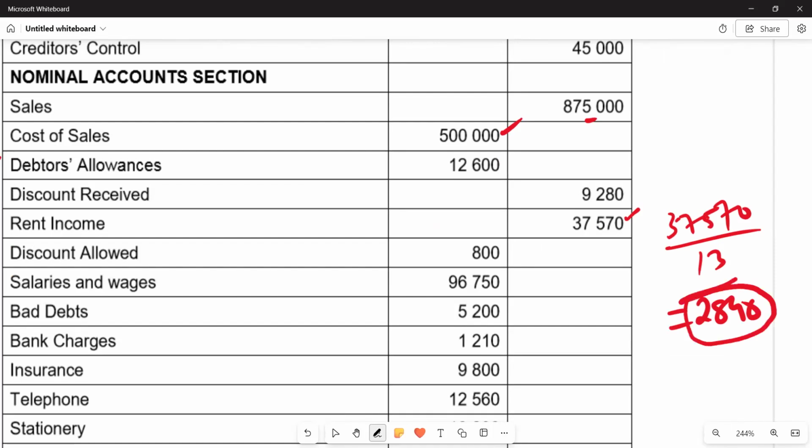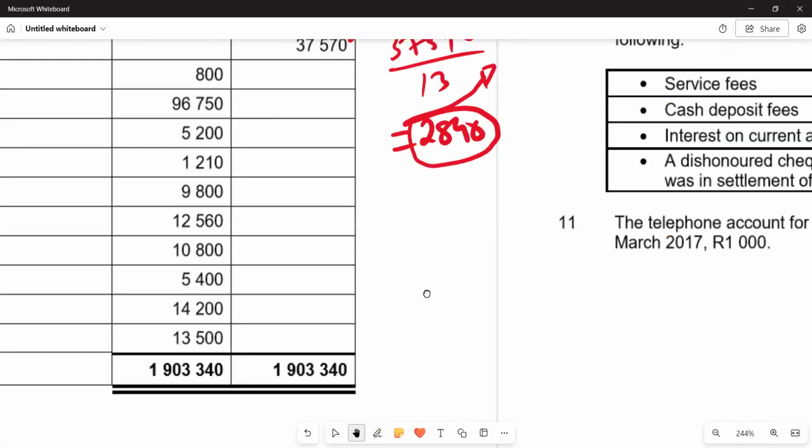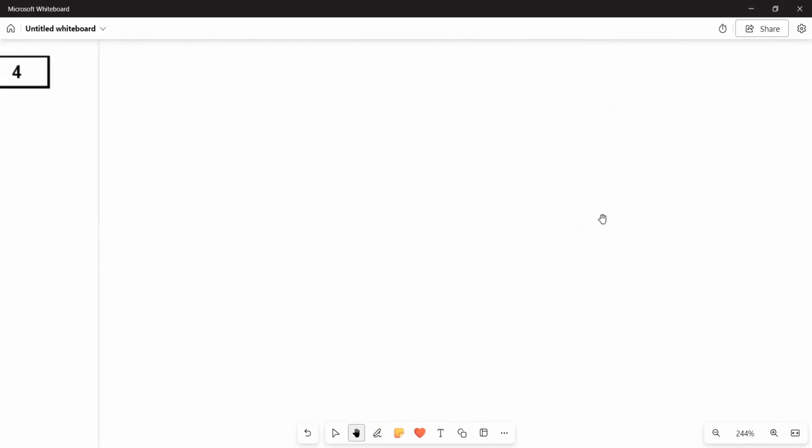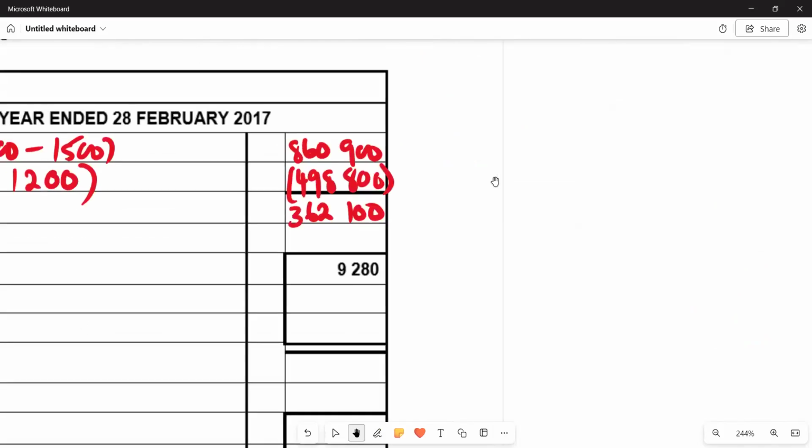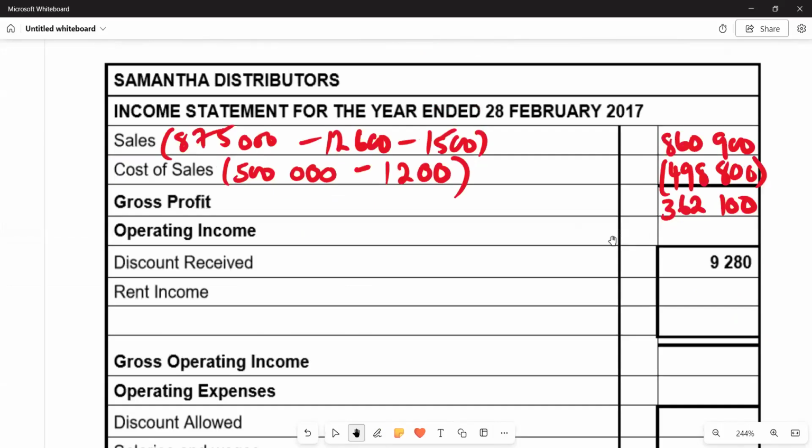So it means for March, we have to subtract this one, which is representing March, 2,890, from the total for rent, which is 37,570. So we go to our answer section and just adjust as we have there. We come here. We are now saying other rent income in brackets.